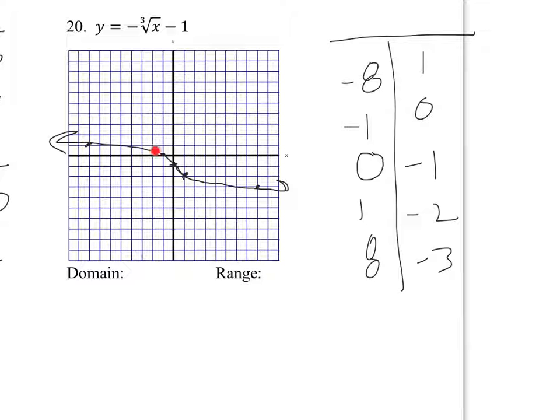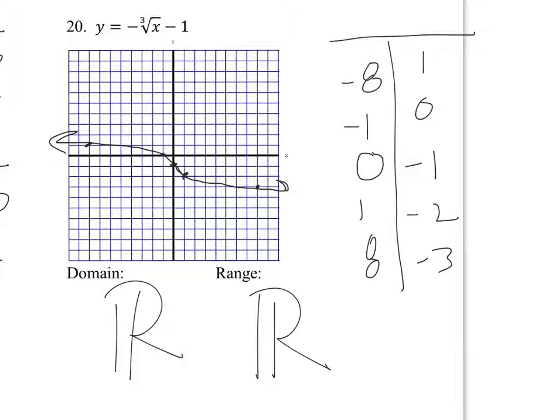So that's why they look different. But my domain, I'm still going on forever on the left. I'm going on forever on the right. My range, still going down forever and up forever. So both of these are still all real numbers. There you have it. That's practice test B.